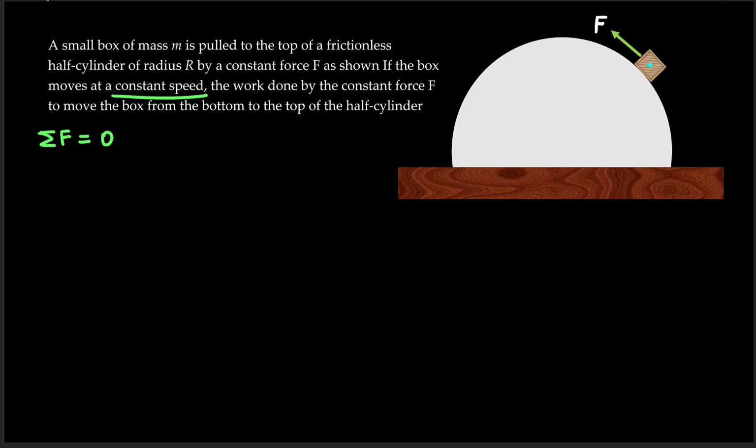We have three forces acting on the box. One, we have the normal force, Fn. And two, we have the weight, which acts vertically downwards. I'm going to call this mg, the weight of the box. Now, keep in mind that this angle is theta. This angle right here is theta.